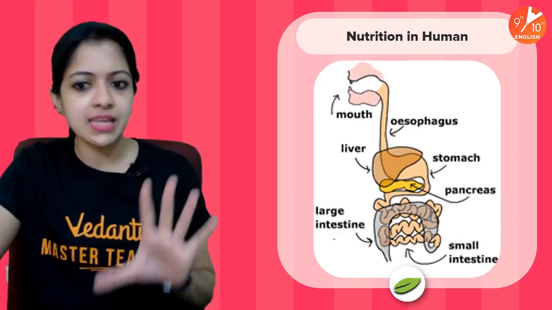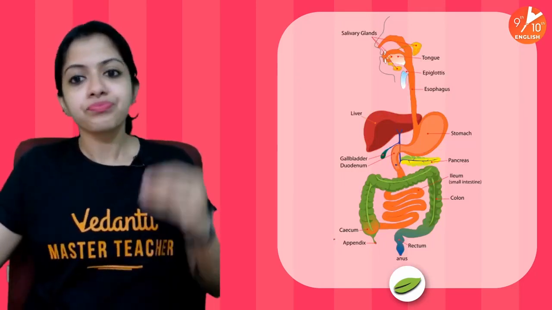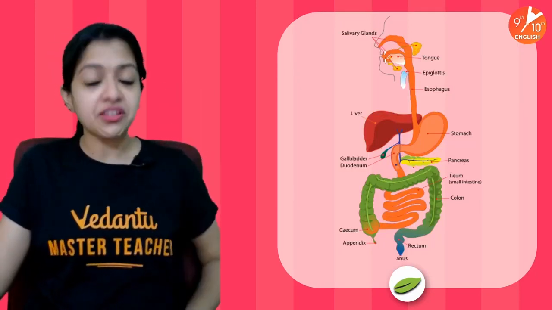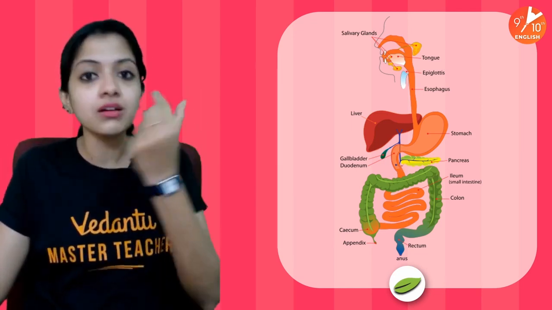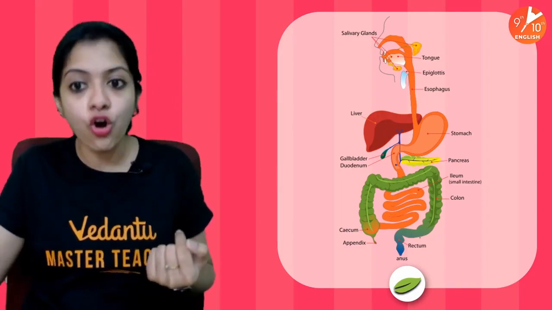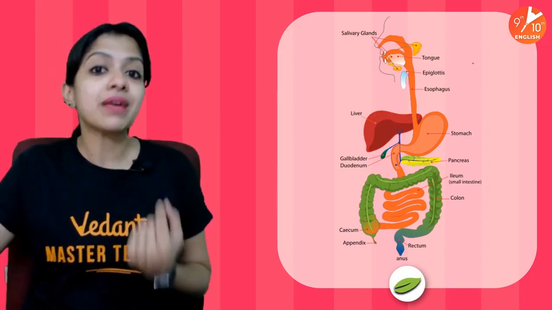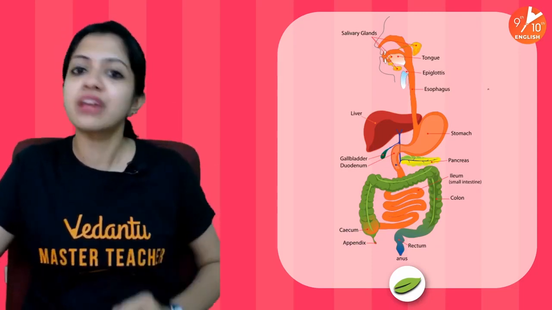But I know the steps may be a little difficult for you to recall. So let's just go through it. The alimentary canal, which is the long tube starting with the buccal cavity, which is the oral cavity, and ends in the anus. This long tube is what we call the alimentary canal. Each part of the alimentary canal has a specific function.